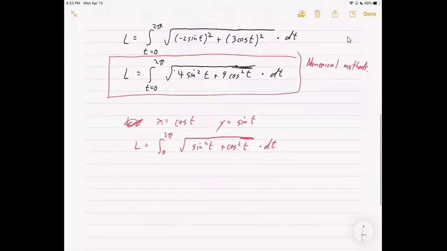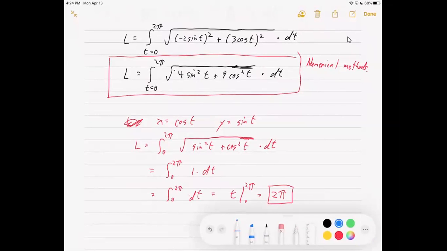And hopefully you're having an aha moment here. It would be beautiful if it's a circle. We would integrate from 0 to 2 pi. And sine squared plus cosine squared is 1, and the square root of 1 is 1. So it would be this easy. It would be the integral from 0 to 2 pi of dt. The antiderivative would simply be t, evaluated at 0 and 2 pi. And the answer would be 2 pi, because what is the circumference of a circle of radius 1? It is just 2 pi.